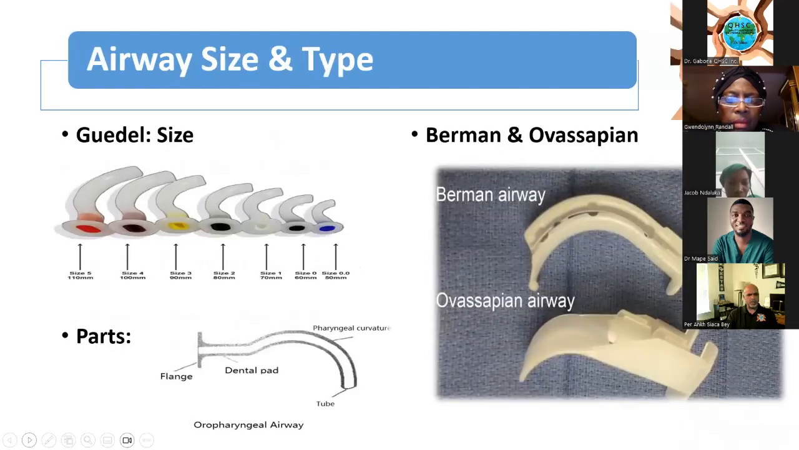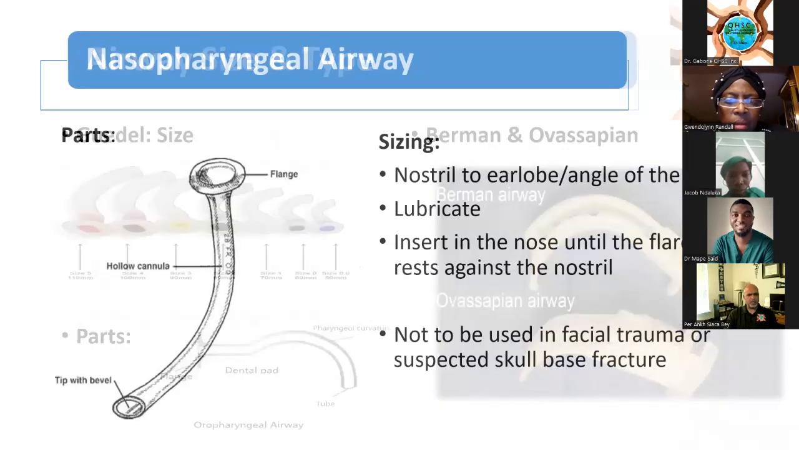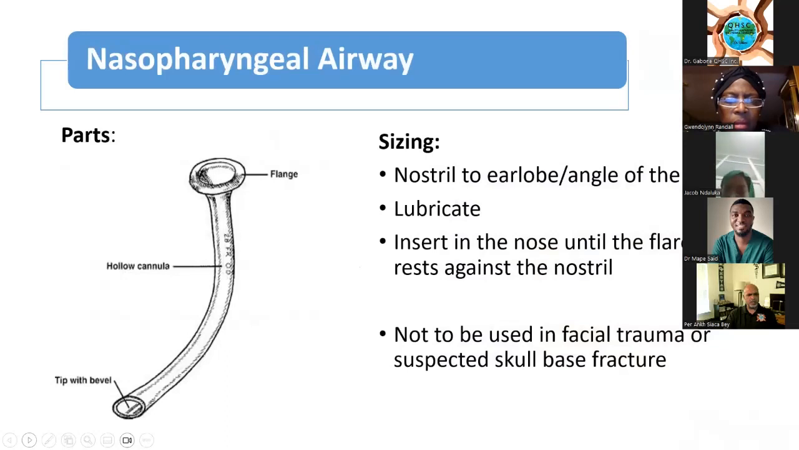Not only the Guedel airway, we also have other types of airway, like the Berman airway. These also aid when you use a video laryngoscope or a mask, as they act as a blade to support the tongue, so you can easily visualize the larynx. The parts of the airway are the flange, the ventral part, the tube, and the pharyngeal part.